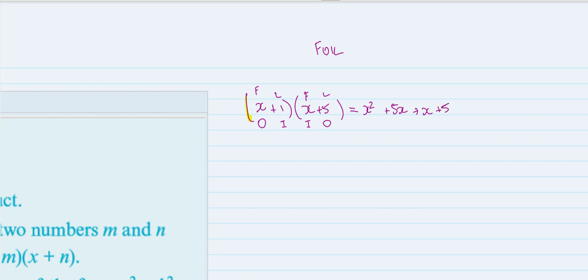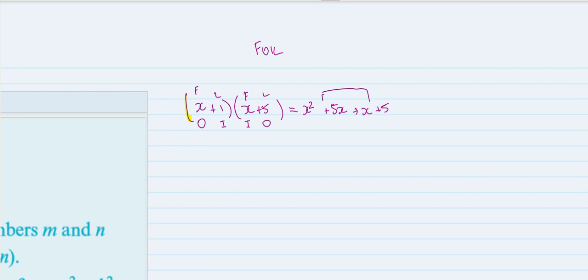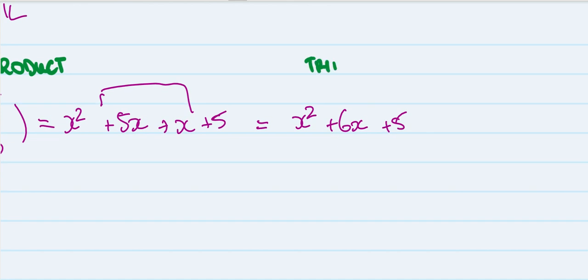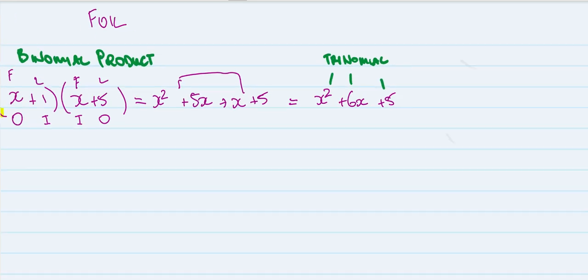So, what can we see? We can see that we can simplify these two terms because they're like terms. So this becomes x squared plus 6x plus 5. And so we can define two different things. This one over here with two brackets is a binomial product. Two terms or two brackets and they're multiplied together. So binomial for two terms. Over here we can see three terms. So that's a trinomial. 1, 2, 3 terms.